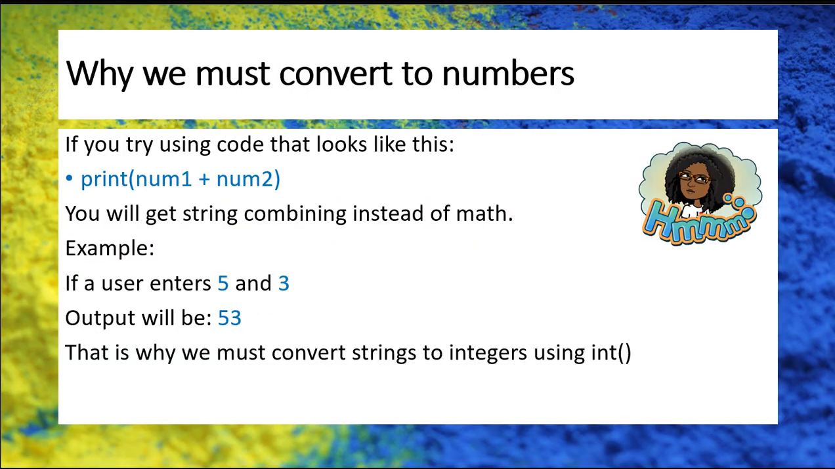Why must we convert to numbers? If you try using code that looks like this, print num1 plus num2, you will get string combining instead of math. Here's an example. If the user enters 5 and 3, the output will be 53. This is why we must convert strings to integers using int.